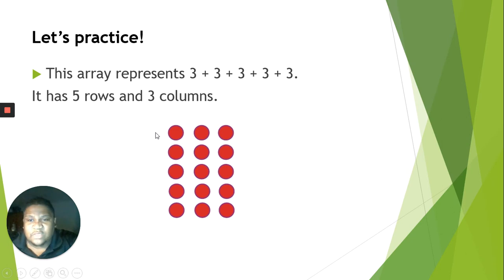Let's look at the rows. 1, 2, 3, 4, 5. It has 5 rows. Let's look at the columns. It has 1, 2, 3. It has 3 columns because those columns go up and down.